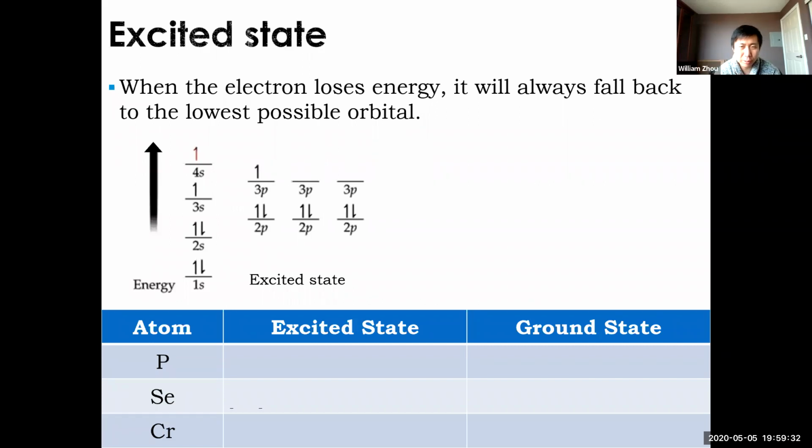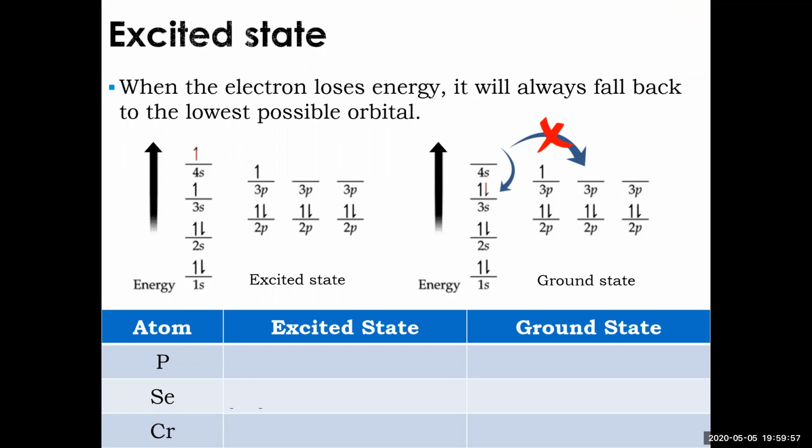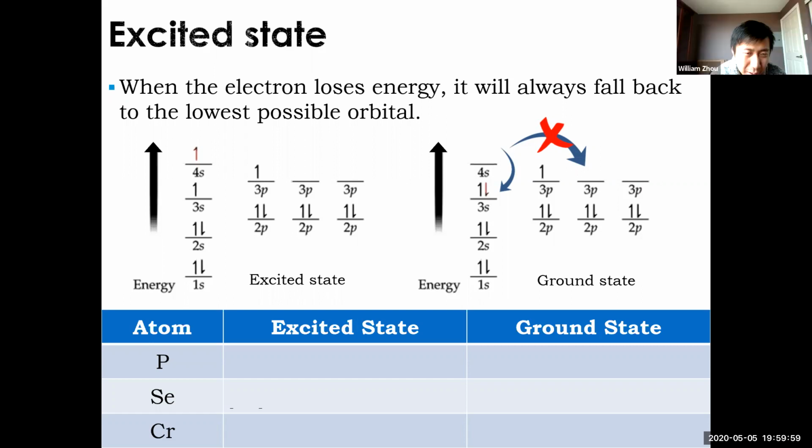When electrons lose energy, they will always fall back to the lowest possible orbital. Okay? Don't fall back to something lower but not the lowest. It has to be the absolute lowest, the most you could fall. So if you look at the picture, if that's the excited aluminum, it has to fall back to 3s. You cannot fall back to 3p. If you fall back to 3p, that will still be excited. That wouldn't be ground. So it has to be 3s2. Okay, so that's the ground state.